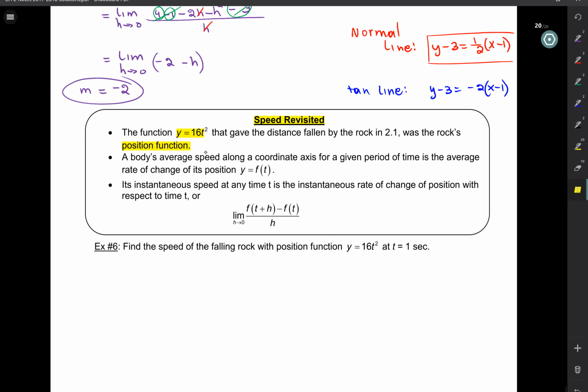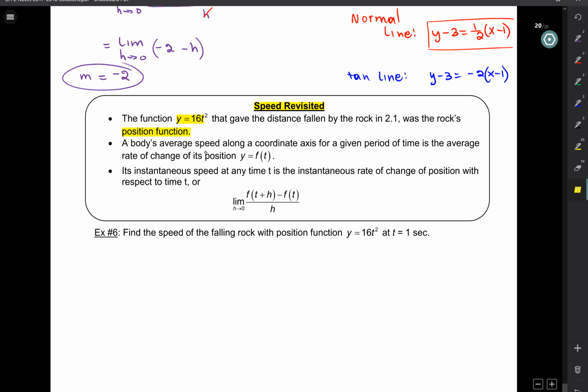Okay. Now, we also talked about average speed. Average speed, we said, was the average rate of change of its position. What does that mean? If you start at one place and end at another place, how much total time did it take you for your position to change, for you to go from one place to another? How long did it take you to go from LA to Santa Barbara? How many hours? You divide them, and that's your average speed going there.